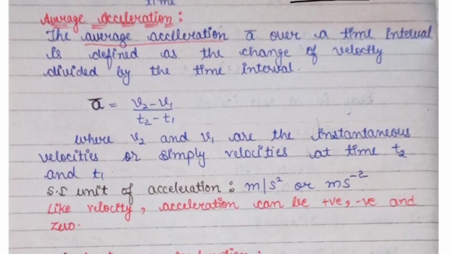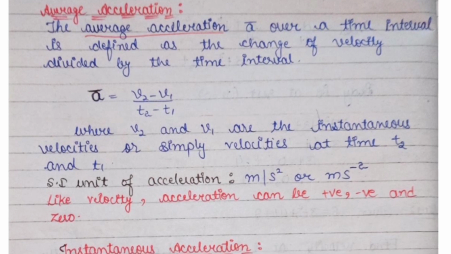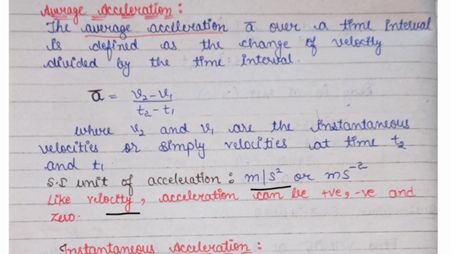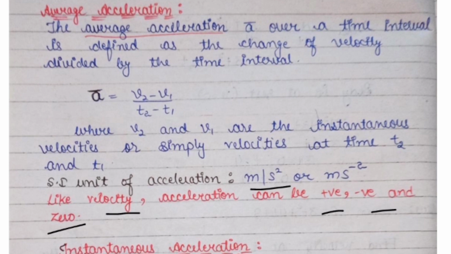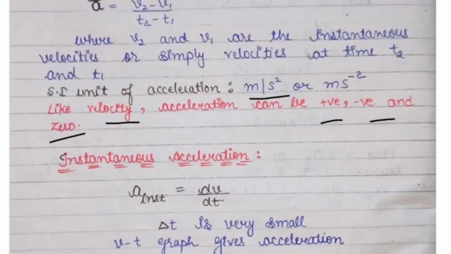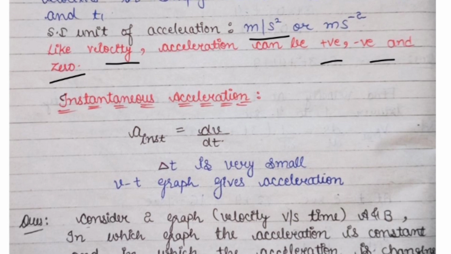Okay. Now what is the unit of acceleration? Acceleration is meter per second square. Just like velocity, we can represent acceleration as positive, negative, as well as it can be zero. We have studied about acceleration. Now we know what is average acceleration. Now what is instantaneous acceleration? Acceleration for a very short time interval is called instantaneous acceleration.